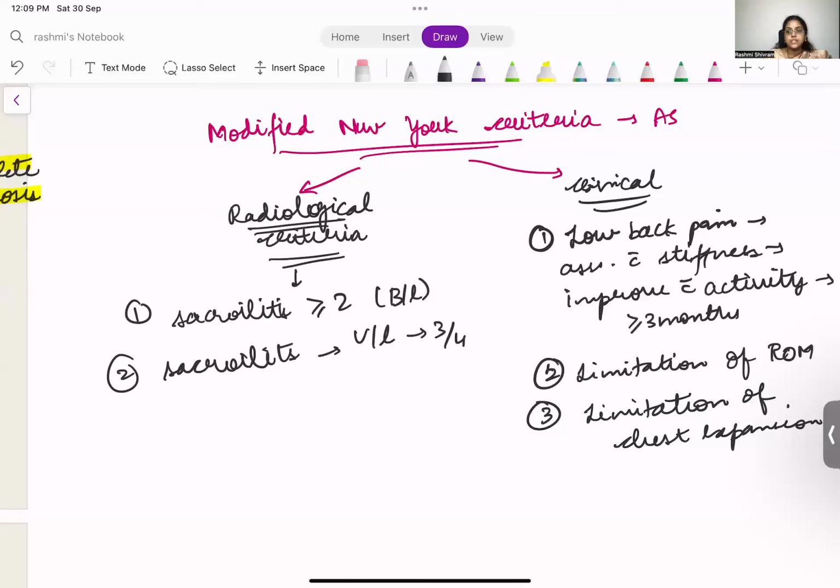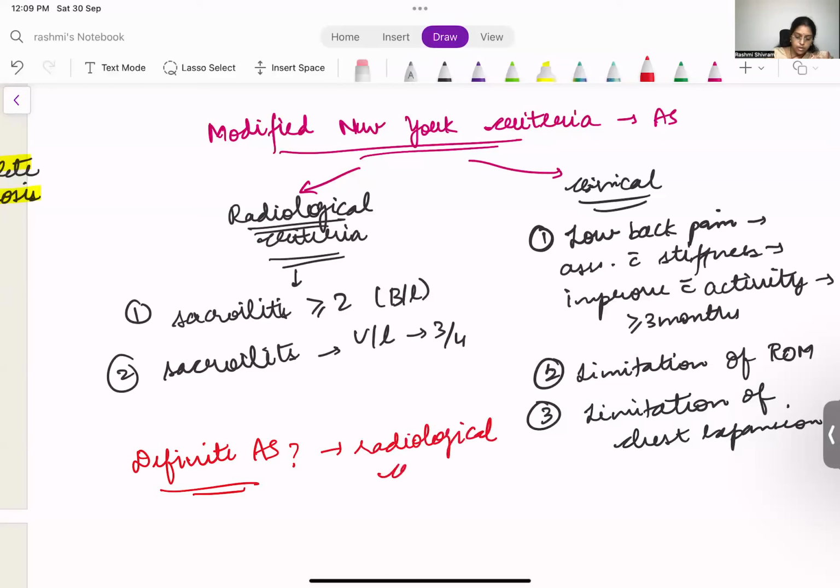When will you say that the patient is having definite ankylosing spondylitis? That is when there is radiological criteria plus at least one clinical criteria. The radiological criteria plus at least one clinical criteria should be there to call that the patient is having ankylosing spondylitis. So this is very, very important.